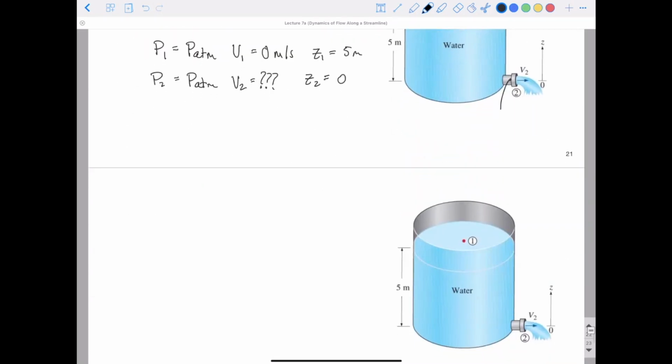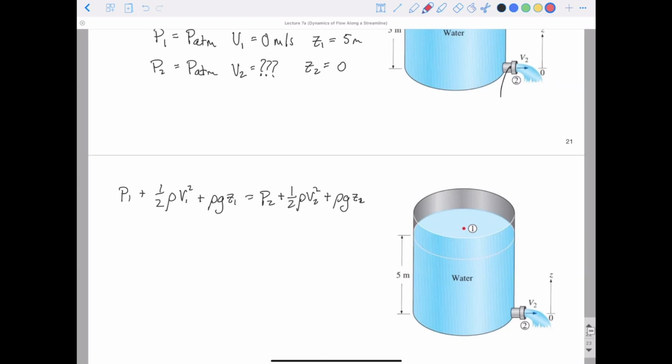So if we write Bernoulli's equation, we would get P1 plus 1/2 rho V1 squared plus, sorry, not just Z1, rho g Z1, which is equal to P2 plus 1/2 rho V2 squared plus rho g Z2.